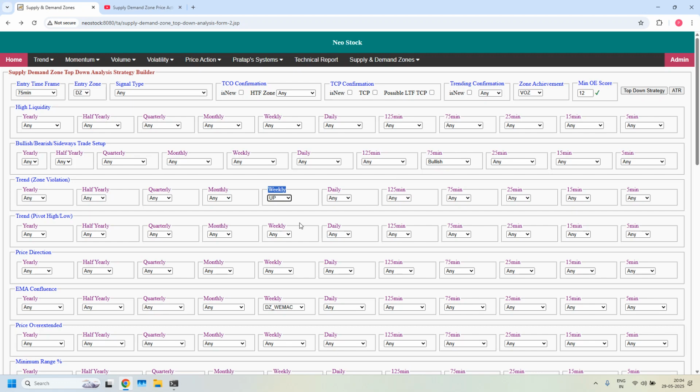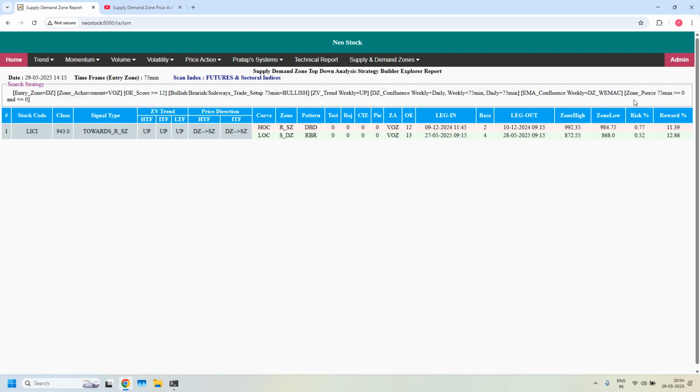See here, bullish. So let's filter. So that one stock is filtered. That's why this LIC has a higher probability for the 75 minutes demand zone. So this is about bullish trade setup for weekly income trade.